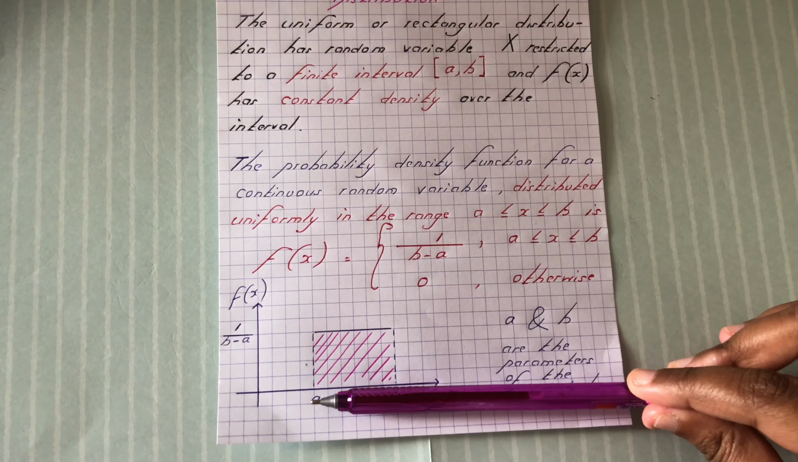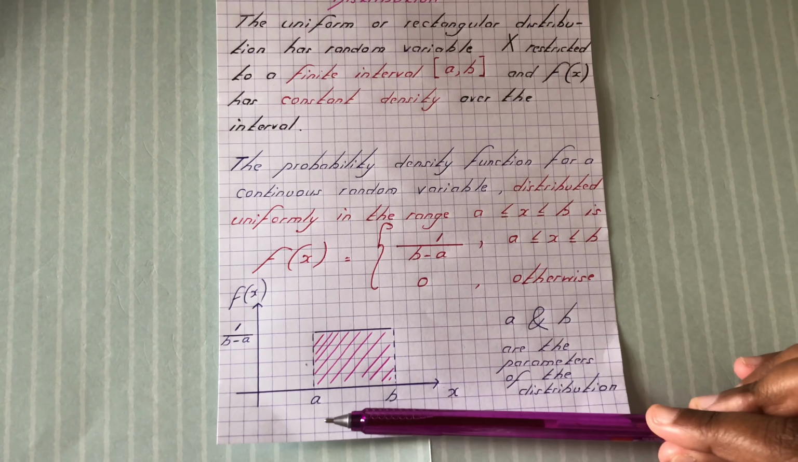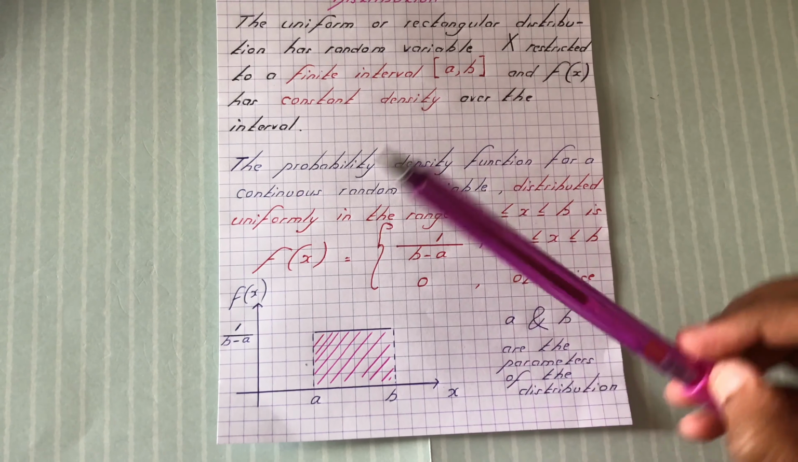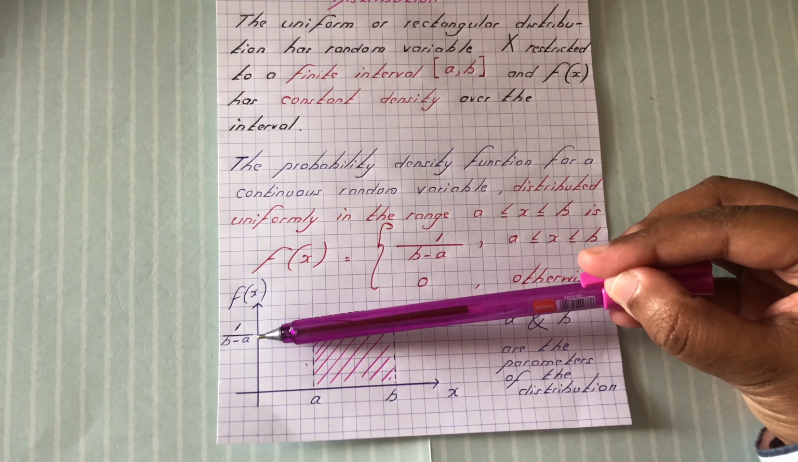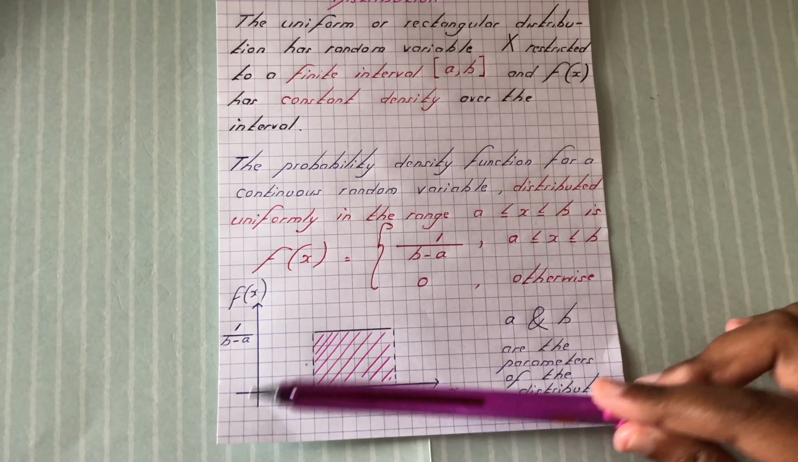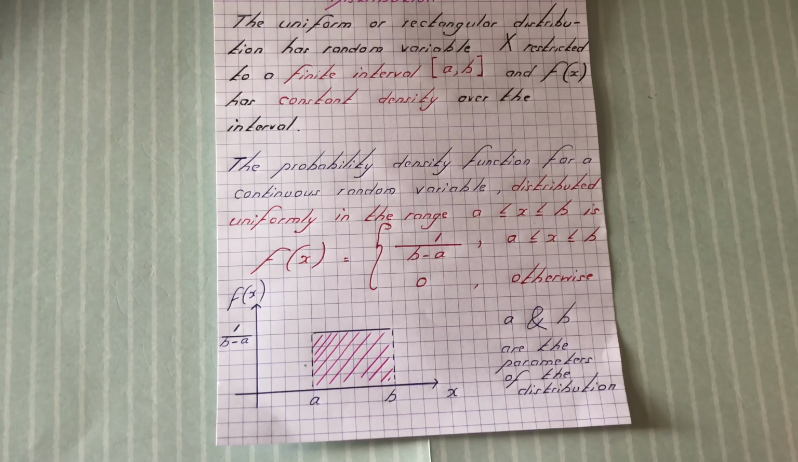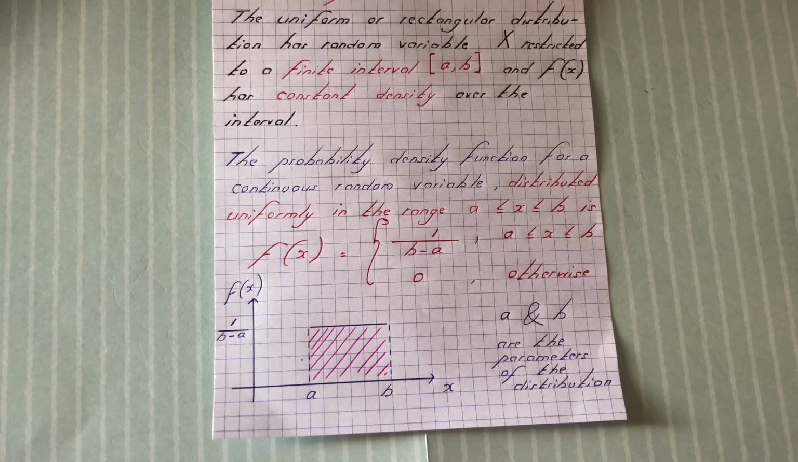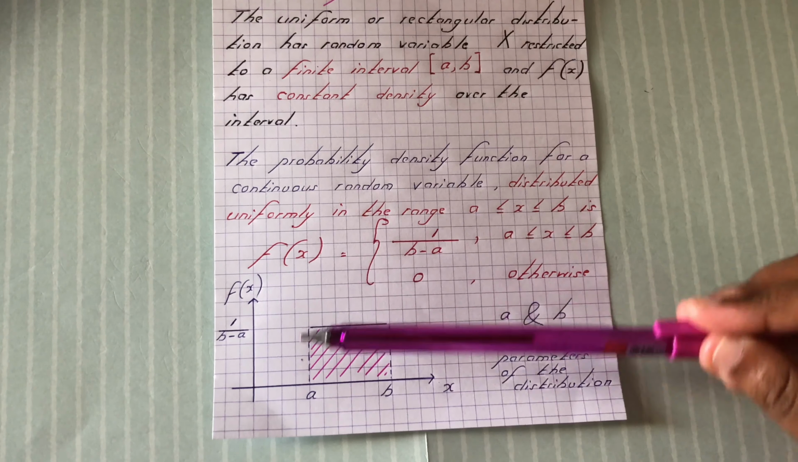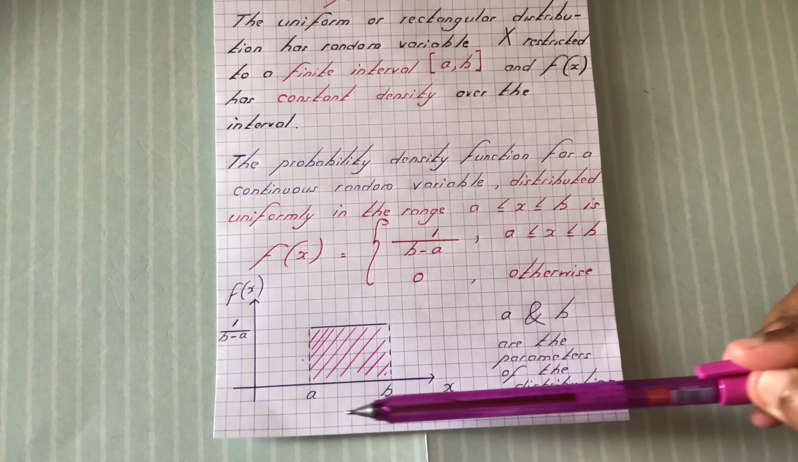So we have the length. Length is b minus a, and the width is 1 over b minus a. So the area is going to be b minus a multiplied by 1 over b minus a, and we indeed get 1. So this PDF is uniformly distributed in the range [a, b].